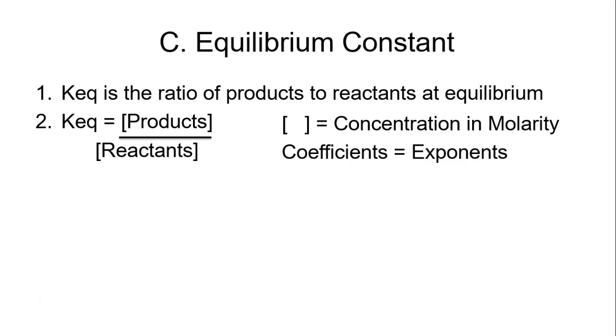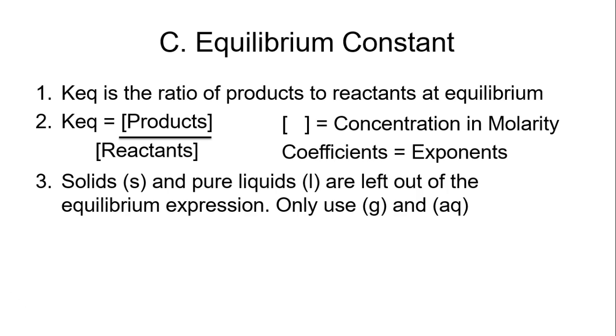And then what we do with this is we take the coefficients and we change them into exponents. I'll show you what that looks like. You need to know that solids and pure liquids are completely left out of an equilibrium expression because they are pure. They do not have a concentration. So you can't put them into concentration brackets because they're pure. We can do this with gases and things that are aqueous.